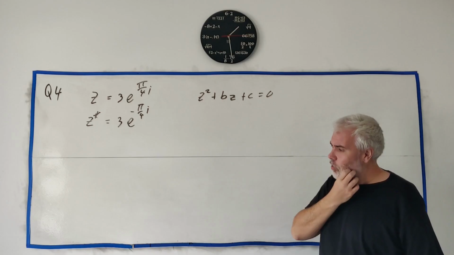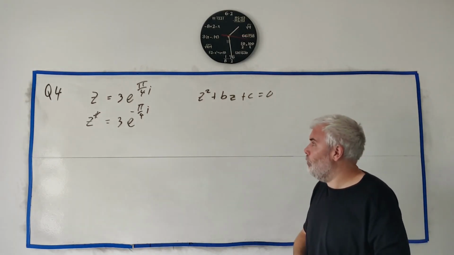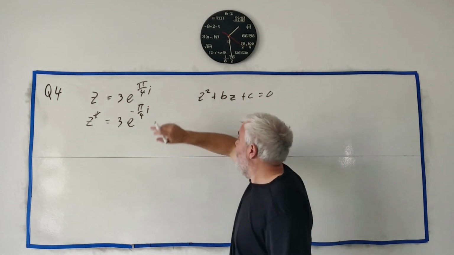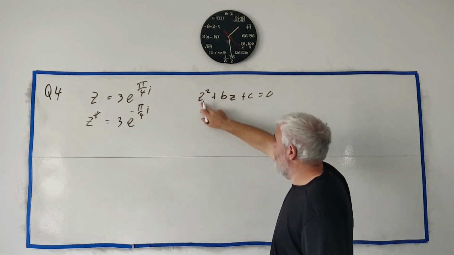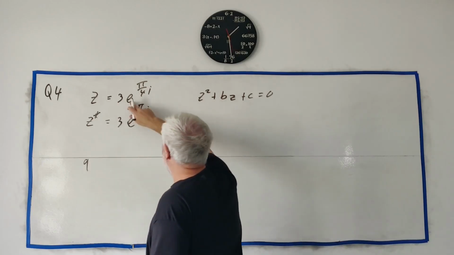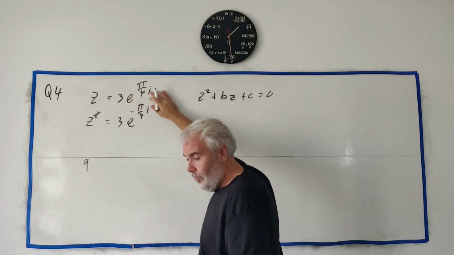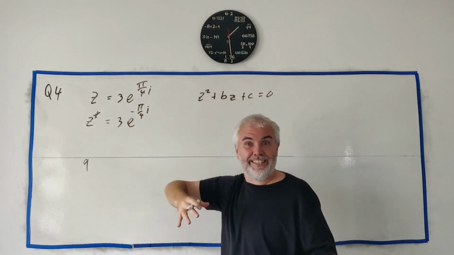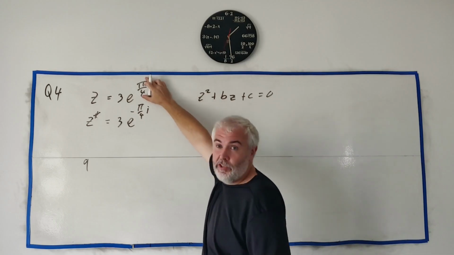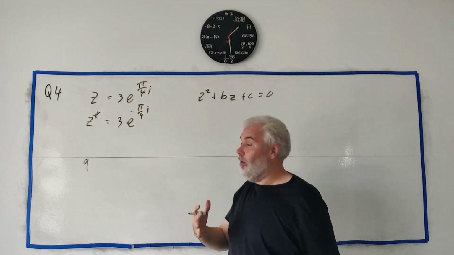And now I said you only need one. Well, I'll explain why you only need one in a moment. Pick whichever root you want. I'll just go with the first one they gave us. And I'm going to put that in there, z squared. So z squared is 3 times 3, that's 9, e to the power of pi over 4i multiplied by itself. That just means there's two of them. So just multiply this number by 2. That's how you get the power of.